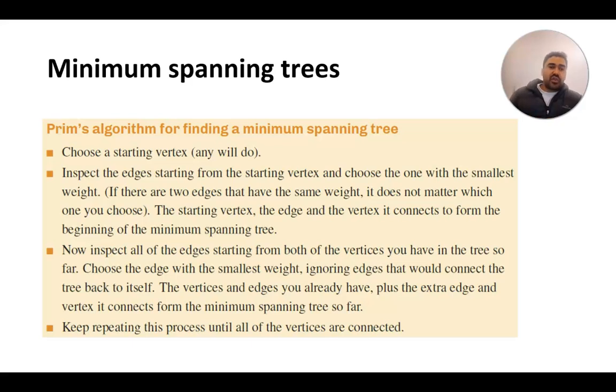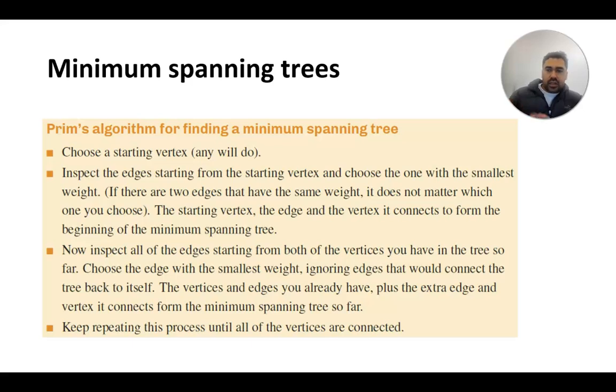So how this algorithm works: you choose any starting vertex. Any one will do because it has to be connected one way or another. Once you've chosen that one, you're going to inspect the edges starting from the vertex and choose the one with the smallest weight. So obviously that vertex you choose will branch off into different directions. Look for the one with the smallest. There might be multiple. So if there are two edges that have the same weight, it doesn't matter which one you choose. The starting vertex, the edge, and the vertex that it connects to from the beginning form the minimum spanning tree.